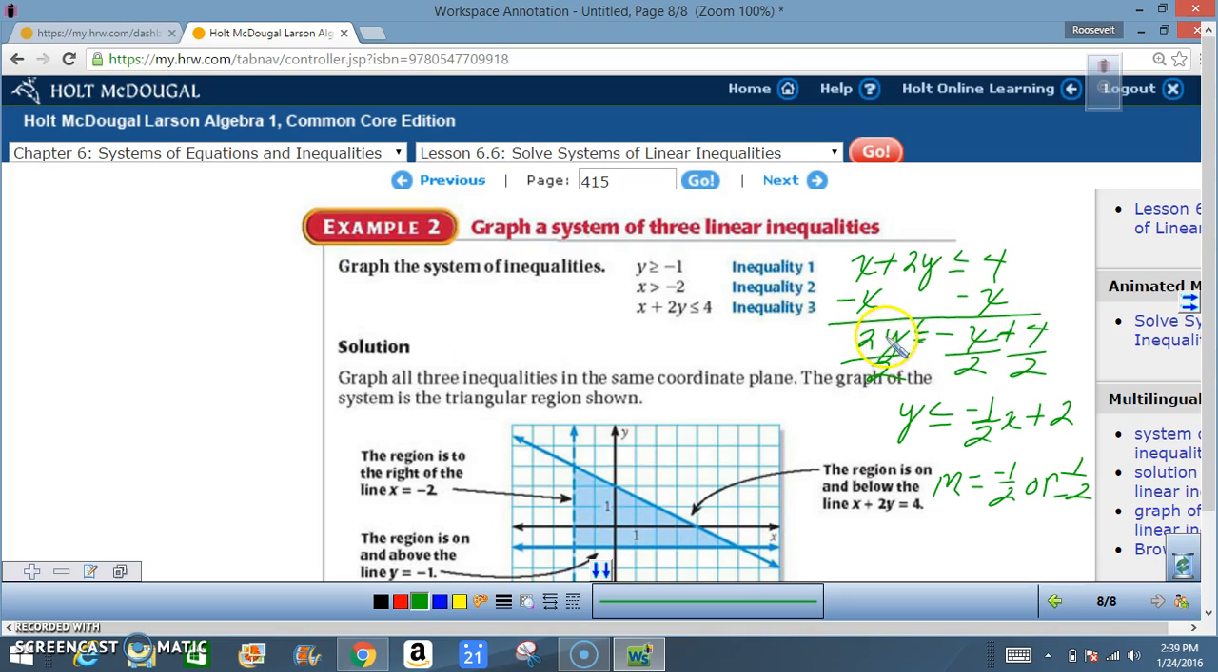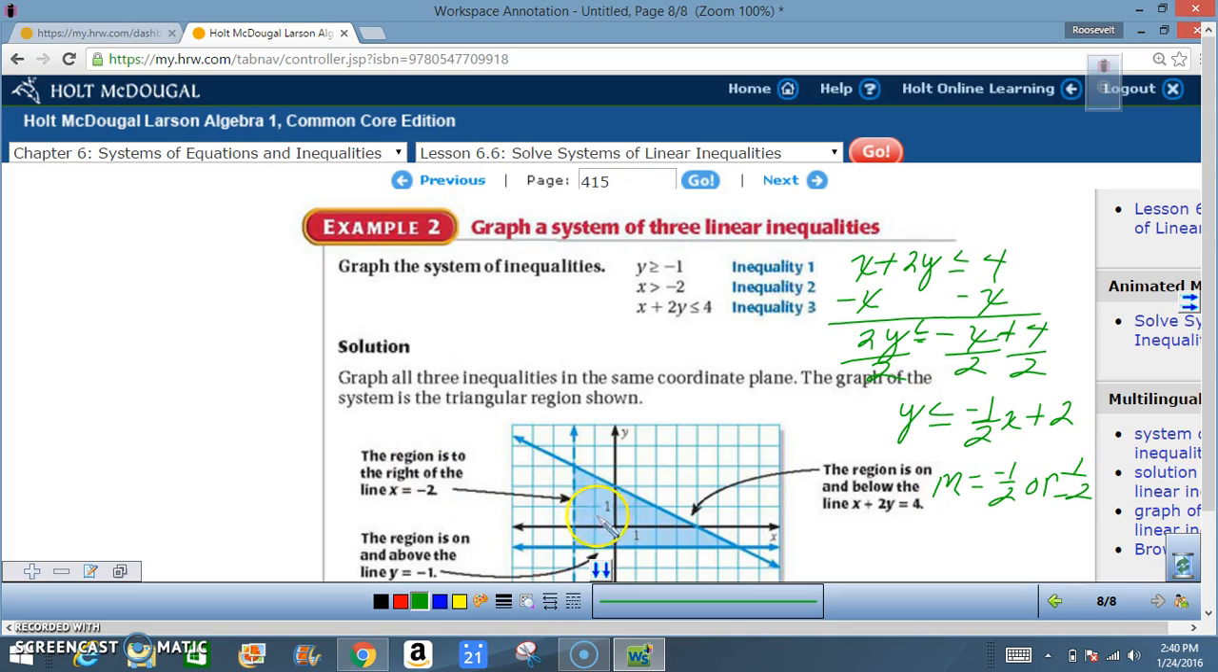I want the y by itself. So therefore, this says 2 times y, so therefore I would divide both sides by 2. 2 here, 2 here, and 2 here. 2 divided by 2 is 1, so I'm left with just y. Y is less than or equal to negative 1 over 2x, because there's a 1 right there, plus 2. So my y-intercept is 2, and my slope is negative 1 over 2, which of course can be rewritten as 1 over negative 2, depending on what our situation is.